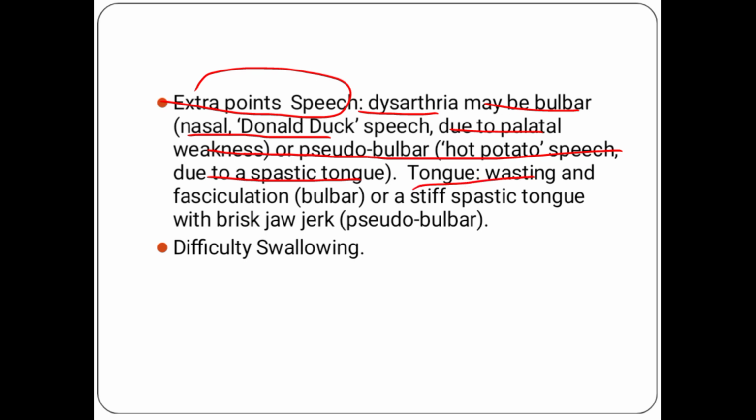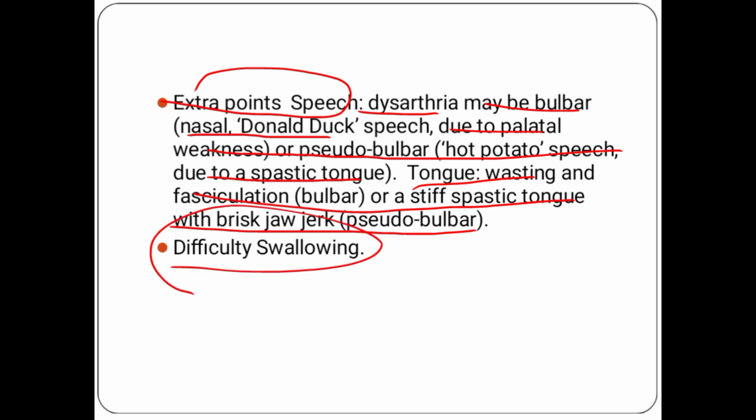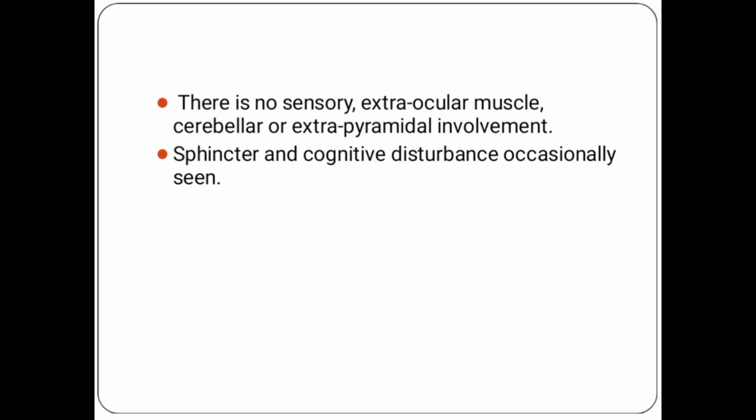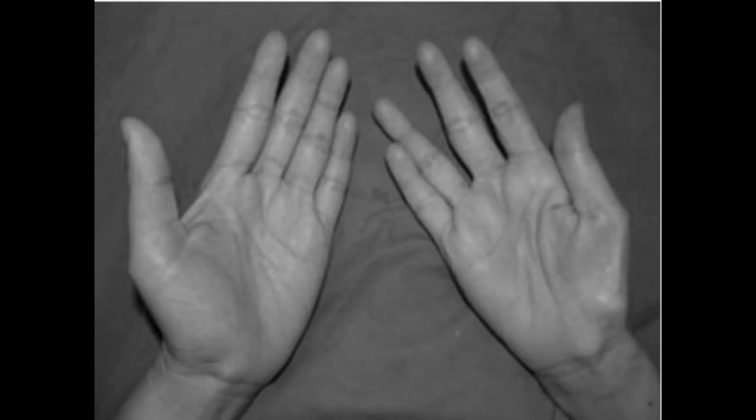Tongue wasting and fasciculation, or stiffness of a spastic tongue with a brisk jaw jerk in pseudobulbar palsy, and difficulty in swallowing. So you will check how the speech is, either Donald Duck or pseudobulbar like a hot potato speech due to a spastic tongue. Whether tongue wasting is present or not, fasciculation is present or not, stiff spastic tongue with brisk jaw jerk and difficulty in swallowing. There are no sensory signs, extraocular muscle involvement, or cerebellar or extrapyramidal movements. Sphincter and cognitive disturbance are occasionally seen.